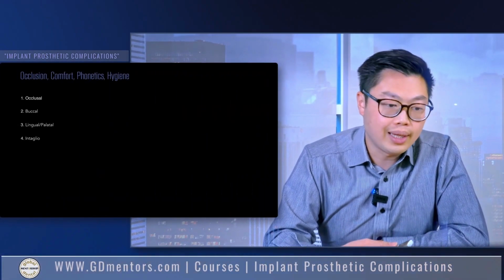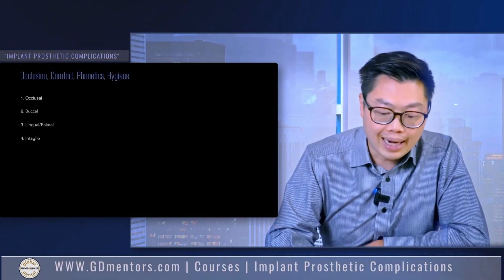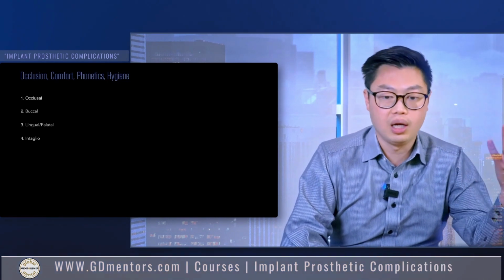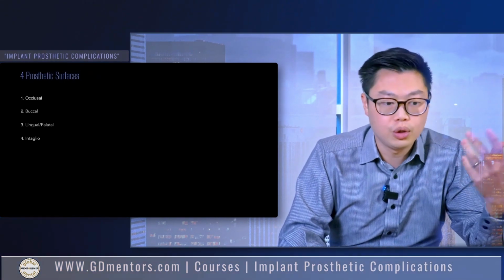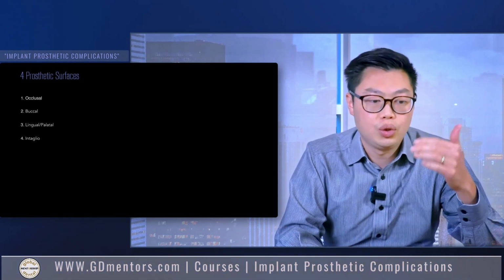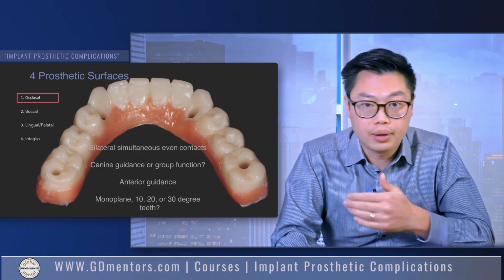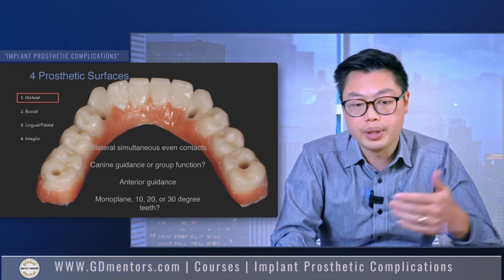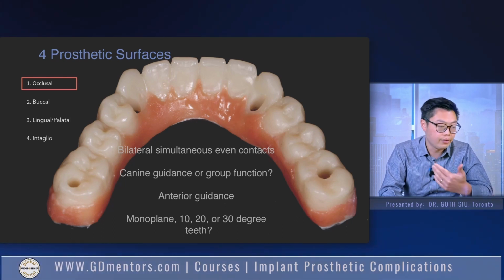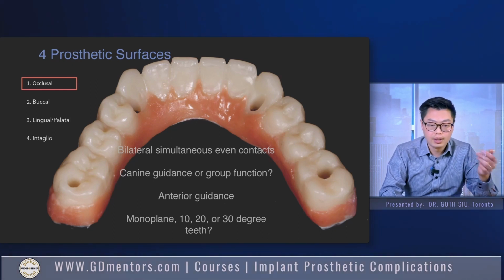So the prosthesis, when we're designing, we're looking at occlusion, comfort, phonetics, and hygiene, okay? And if you look at any sort of full arch restoration, there are 4 surfaces of each prosthesis, right? The occlusal, buccal, lingual or palatal, and the intaglio surface. And each of these surfaces controls different things. Number one, which is the easiest, is occlusal, right? Occlusal is talking about occlusion and how you're gonna design the teeth. Obviously occlusion is very important. If you're designing the occlusion improperly, the chance of things breaking is higher, right?